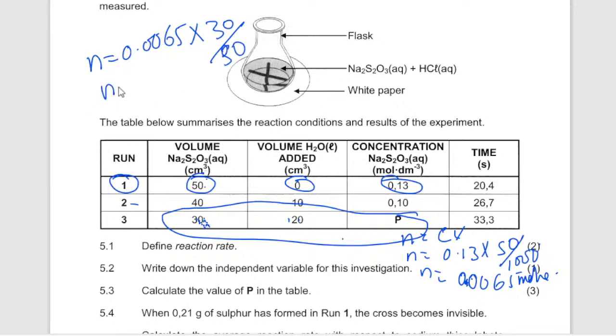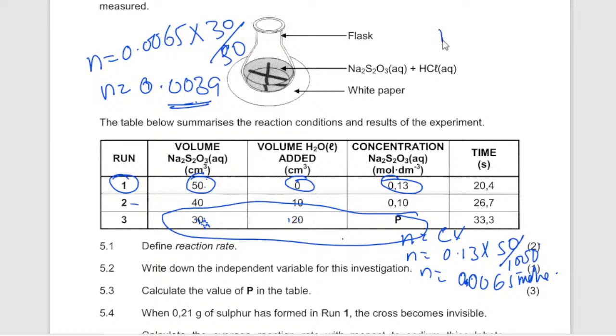So the number of moles in this case, when you calculate, you find the answer, 0.0039. So now these are the number of moles, the number of moles which we find here. You understand? So we can use this and then we find the concentration.